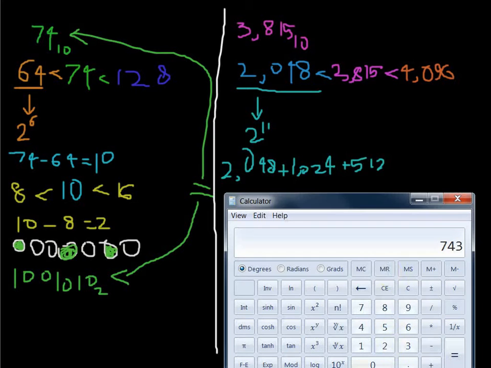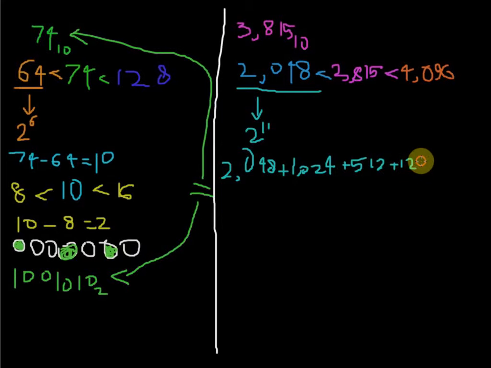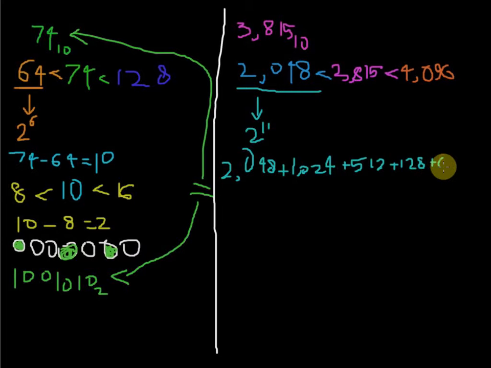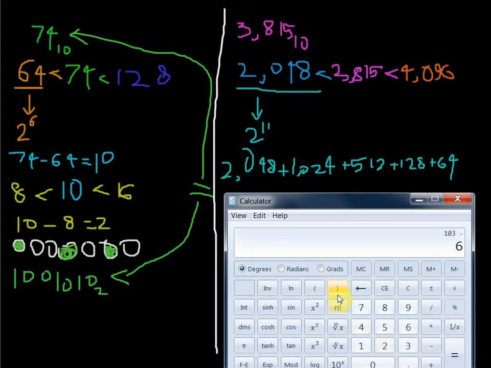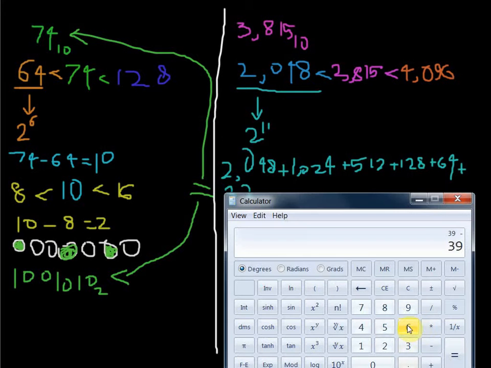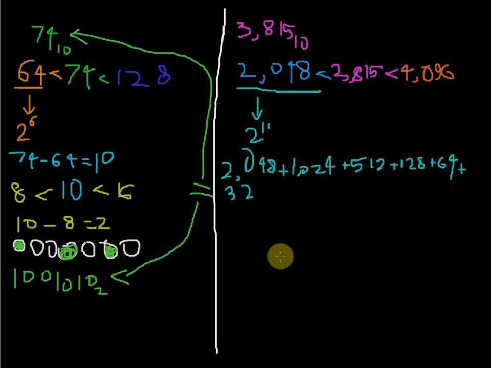I almost put the wrong thing there. So minus 512, we get 231. So that is 128. Then this minus 128 would equal 103. So we add 64. And then our next difference, minus 64, is 39, so that's enough to put 32 in. So minus 32, then we just have 7, so that would be 4 plus 2 plus 1.